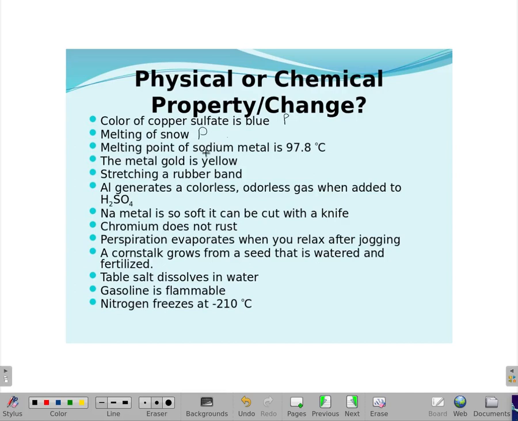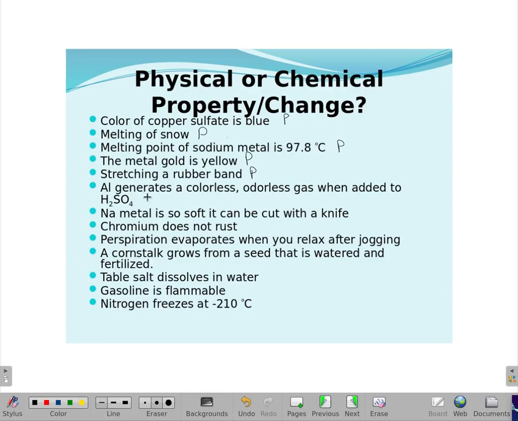Same with the next one. Melting point of sodium metal is 97.8. That is a physical property. The metal of gold is yellow. Dealing with color, it's physical. Stretching of a rubber band. Theoretically, you stretch it, you let go, it goes right back to being the same rubber band. That is just a physical change. Technically, even if you break it, even though you can't really undo that, you haven't changed the nature of what that rubber band is. It's still just a physical change.